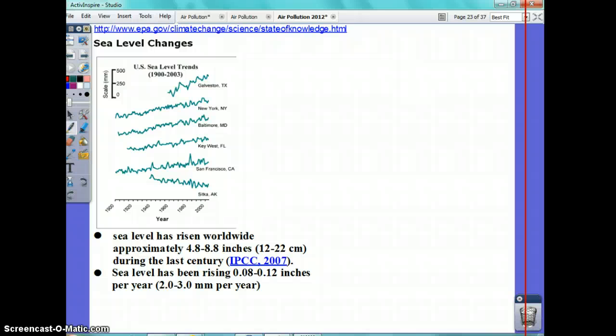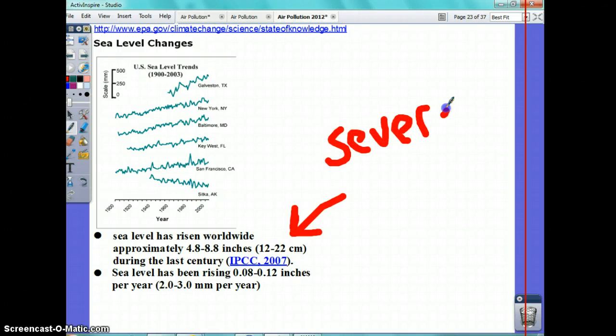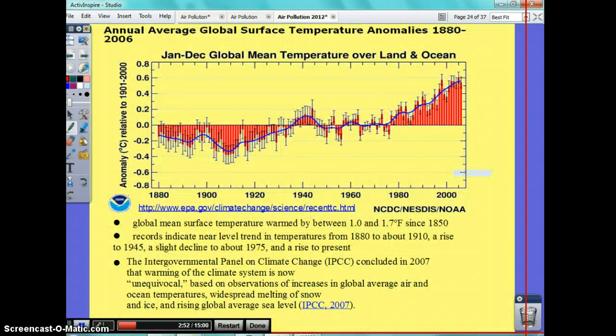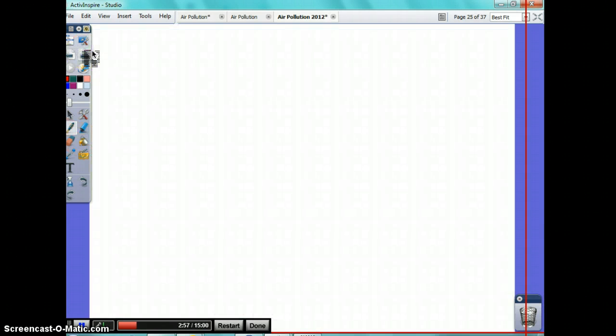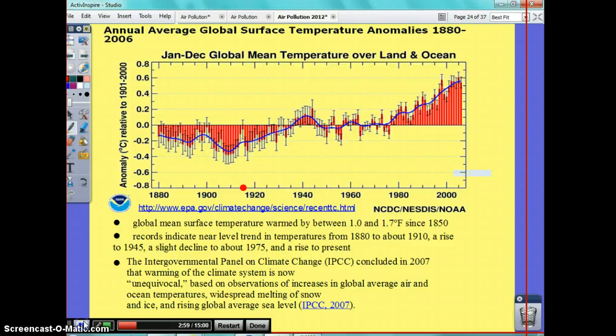We're going to see a significant rise in sea levels. There's a quote: our sea levels have risen worldwide approximately 4.8 inches. Which could lead to what if sea levels rise? Okay, it could cause severe weather. Good, I'm going to write that. What else? Don't overthink it. Sea levels rise, it also leads to floods. And we're all hungry.